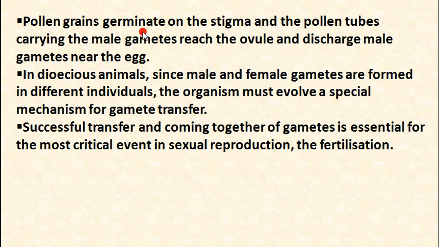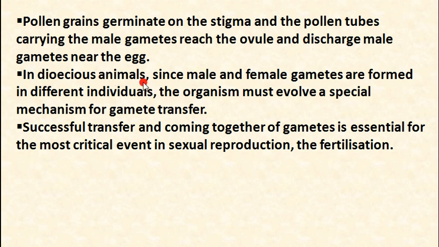Now pollen grains germinate on the stigma and the pollen tubes carrying the male gametes reach the ovule and discharge the male gametes near the egg. It means whenever they reach the female gametes, in the case of the ovule, they discharge the male gametes. Discharge means they release their male gametes to the female egg.